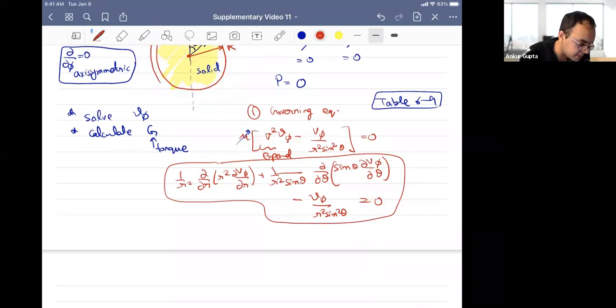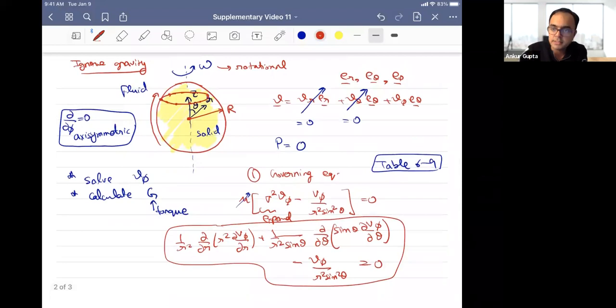Okay, so let's go back and make sure we are following everything. P is 0. That's an assumption, because there should not be any pressure variation. The fluid is only moving because of the rotation of the sphere. There should not be any velocity in the normal direction, V r, or the theta direction. You should only have a velocity in the phi direction, but it will not depend on phi because of axis symmetry. Then we went back to the governing equation and simply wrote the terms which are non-zero. That's all we have done till now.